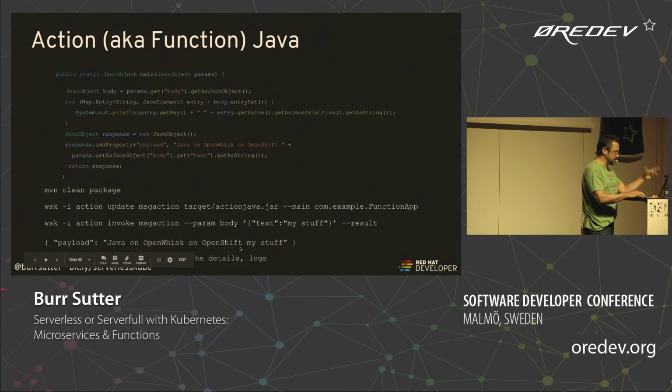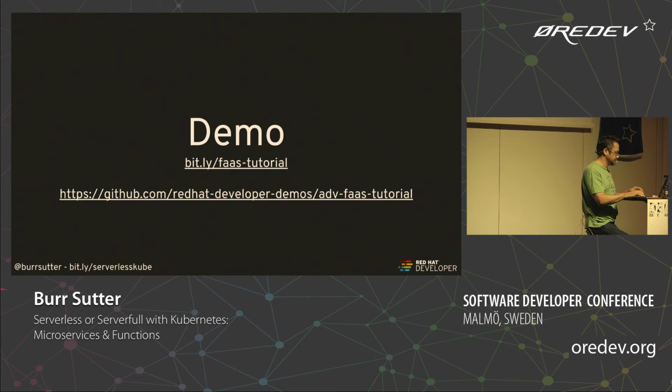Here's the Java version. Of course, Java's a little bit more verbose. You also have a slightly different update command here where you say what your jar file is. In the case of Node.js or Python or Ruby or whatever else, you would just use a zip file if you have multiple files. So it doesn't have to be a single file. You can have 25 files in your application function. You just have to zip them up in the case of a JavaScript application.